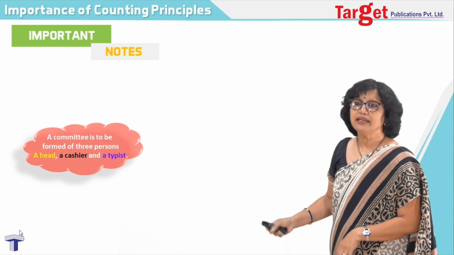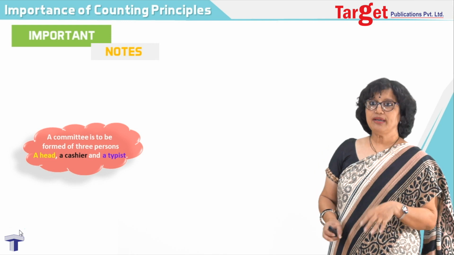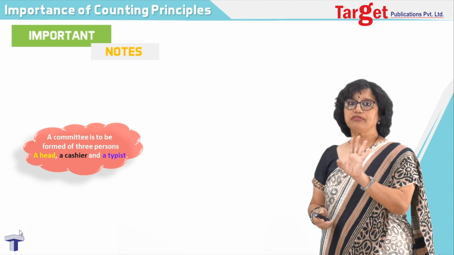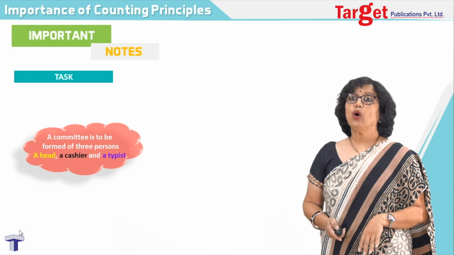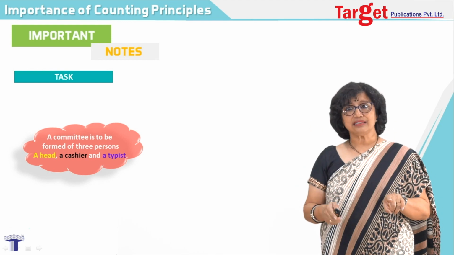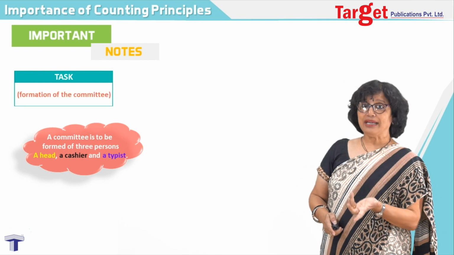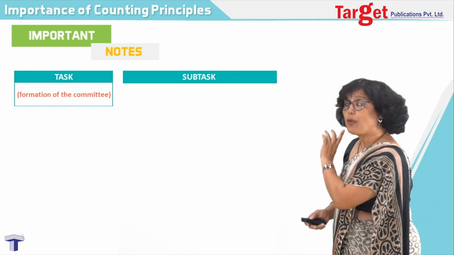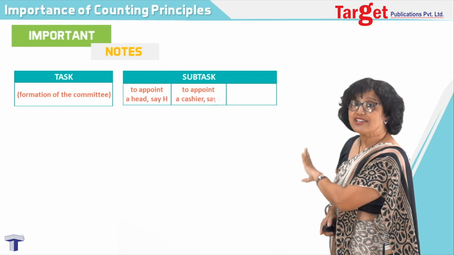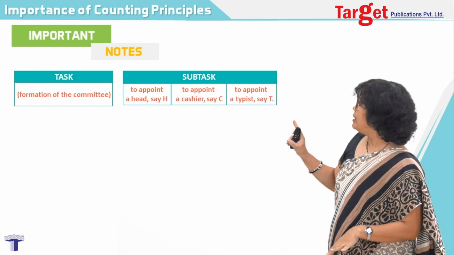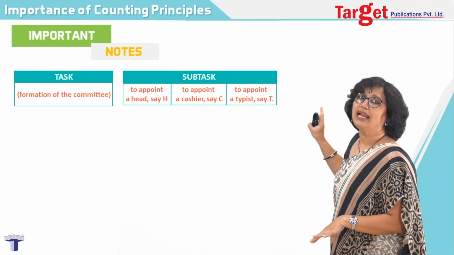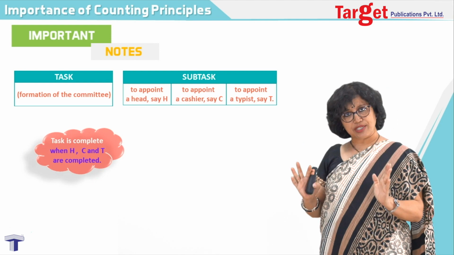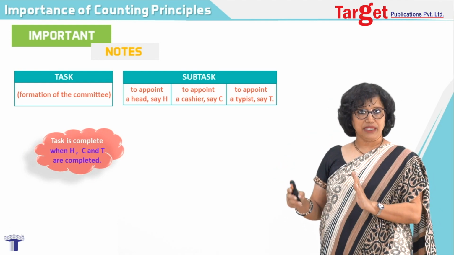One example I am taking here: suppose a committee is to be formed where a head, a cashier, and a typist are required. A committee of 3 people is expected. Then the main task is actually to form the committee, correct? That is the formation of the committee. What are the subtasks? To appoint a head, to appoint a cashier, and to appoint a typist, which I'm writing there as capital H, capital C, and capital T. So the task would be complete only when H is complete, when C is complete, and T is complete, right?